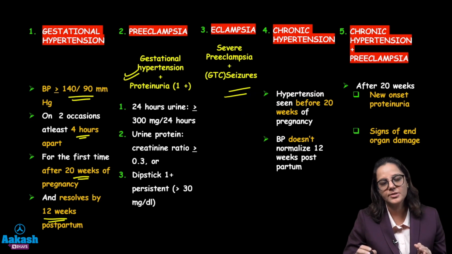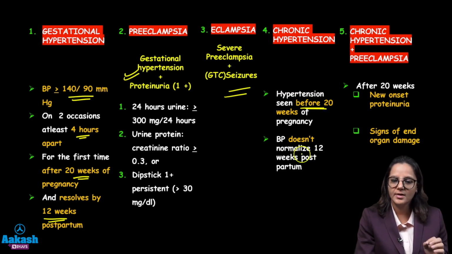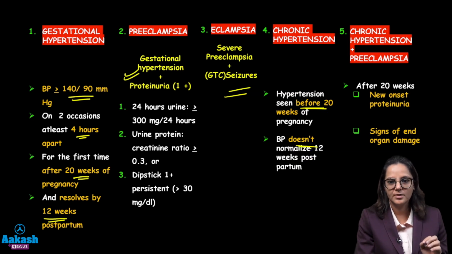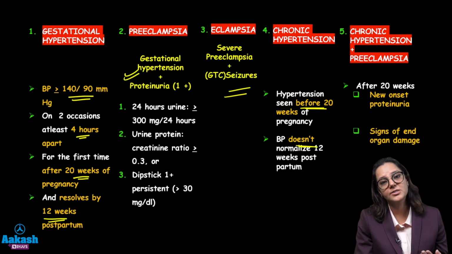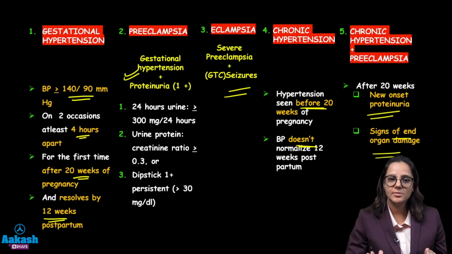What is chronic hypertension? The patient has increased blood pressure before 20 weeks of pregnancy and it is not resolving even after 12 weeks postpartum. And what is chronic hypertension plus preeclampsia? Remember that preeclampsia is hypertension with protein in urine. So the patient will have protein in urine and signs of end organ damage, but the patient will be having raised blood pressure even before 20 weeks of pregnancy.